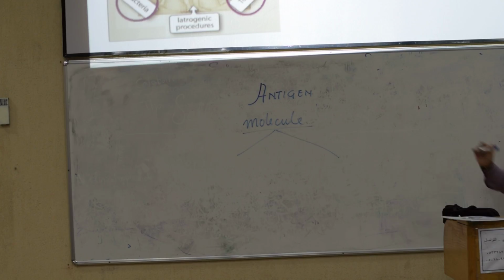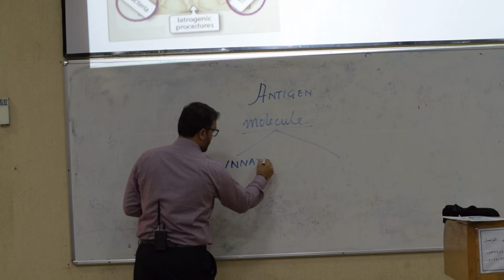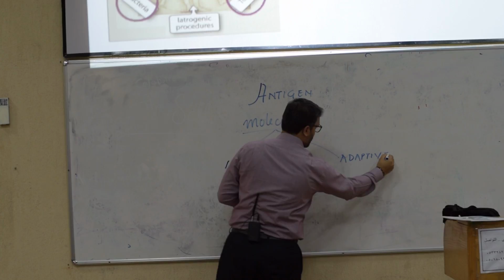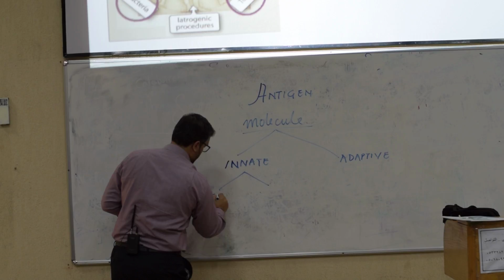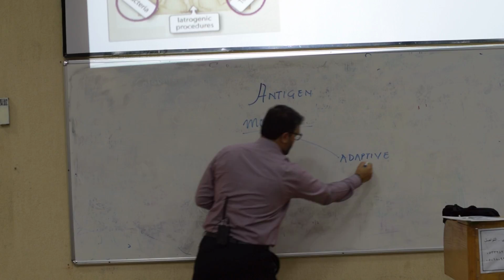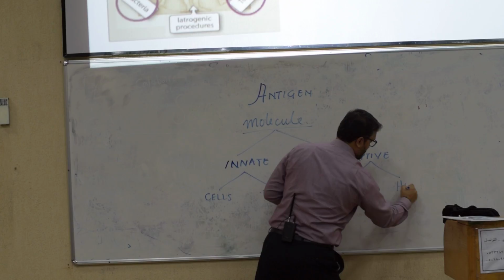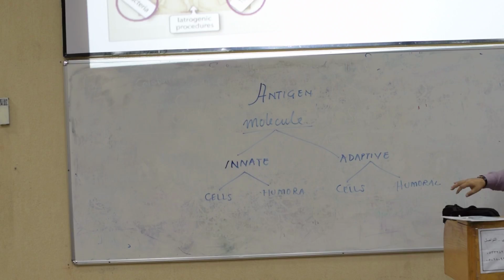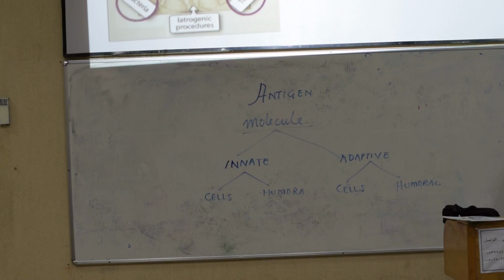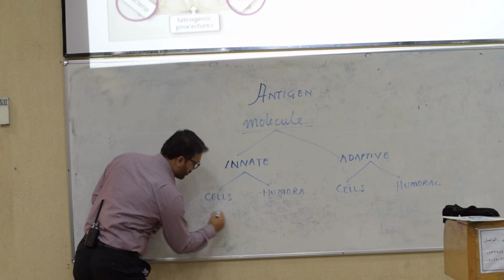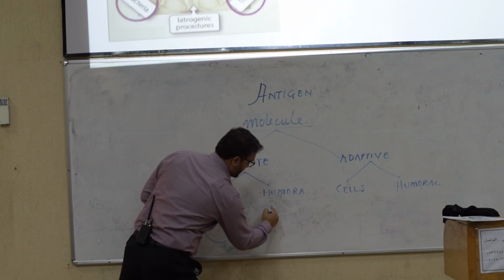Now I am telling you this initially because both these systems have got cells and soluble humoral components. So two in each. The cells of the innate immune system include, for example, macrophages, dendritic cells. I'll show you all these cells and components slowly. And the humoral components, for example, complement proteins. So we'll just hear, all of you know what is a neutrophil. Here we will write complement.